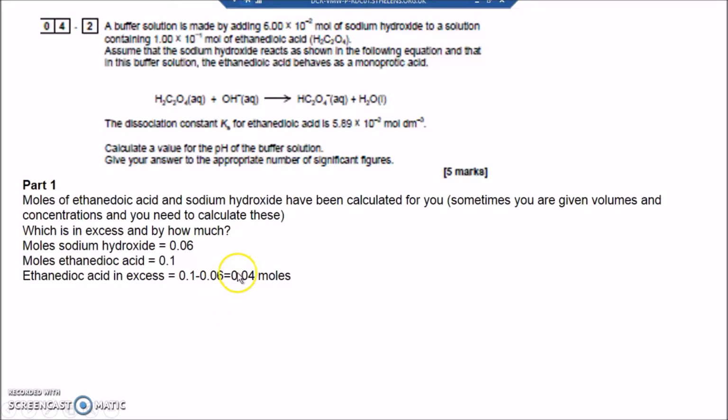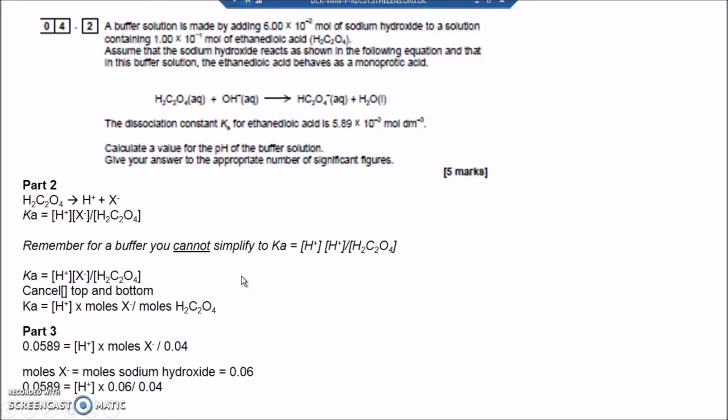Well, I worked that out in the previous part of my question, 0.04. So I've got 0.04. The only thing that's stopping me now from getting the concentration of H+ is the moles of X minus. And here's the trick. The moles of X minus equals the moles of sodium hydroxide in the initial part. You don't really need to know why.